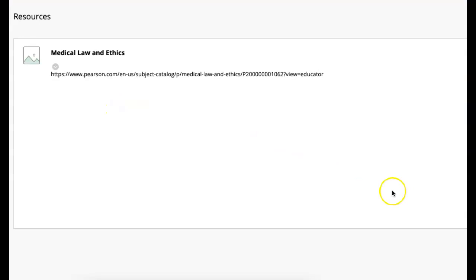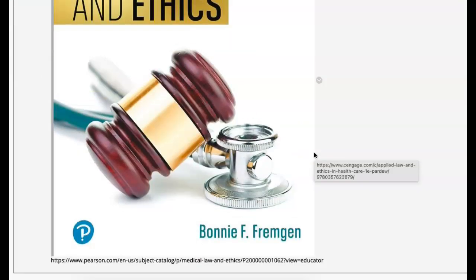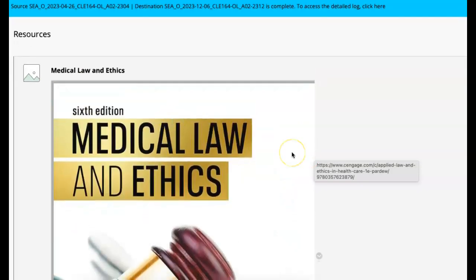The resource section of the class is going to talk a little bit about your textbook. So I listed the textbook there. That's the biggest resource that you have in this class, so be sure to take a look at that. Make sure you have it. If you don't have it, reach out to me. I'm happy to help accommodate that. I know most of you will already have the textbook.